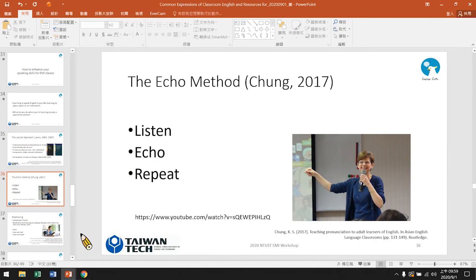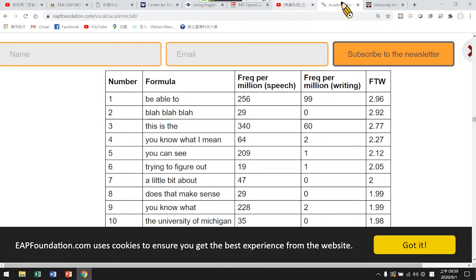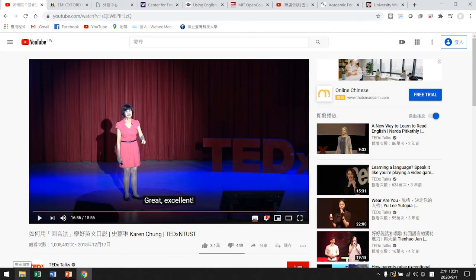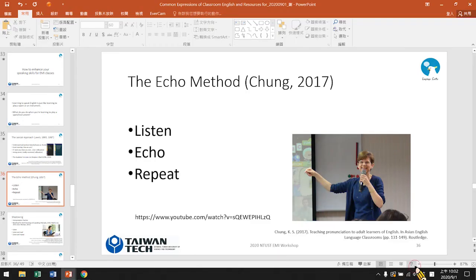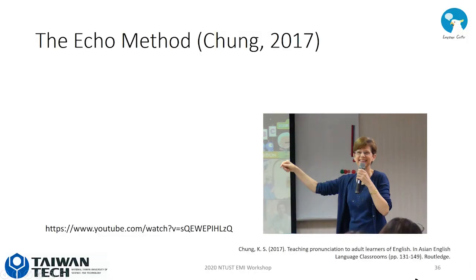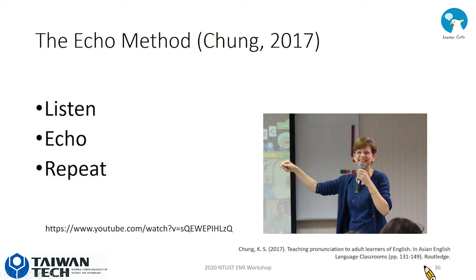Actually, the talk was given in NTUST as well a few years ago. This is similar to the second method I'm going to talk about, but I think this is quite effective. The effect is quite effective, especially when you're not really that good at English. Okay, so you listen, you echo, and repeat. Okay, you don't just listen and repeat. Okay, you have to listen, echo, and repeat. So there's one more stage, because you have to think about it. Basically, you have to think about it before you repeat the sounds. Okay, all right. So if you're interested in this method, you can also read this article here. Okay, 2017 article. All right.